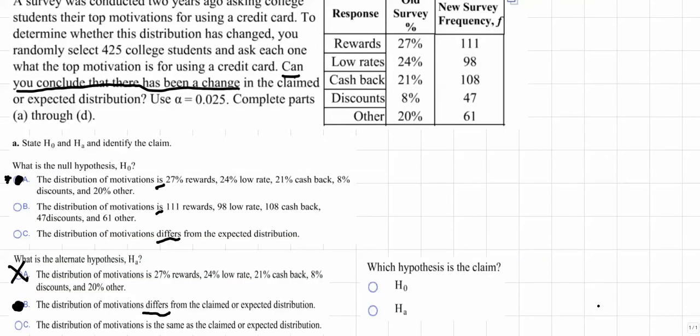And so finally, in part A, the question is, which hypothesis is the claim? We know what the null hypothesis is, that the distribution is the original data. We know the alternate hypothesis is that the distribution of motivations differs from the claimed or expected distribution, but it goes back to what we first asked in the question: can you conclude that there has been a change? That is my claim. That's the alternate hypothesis.